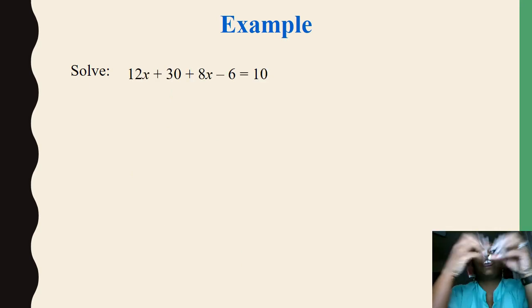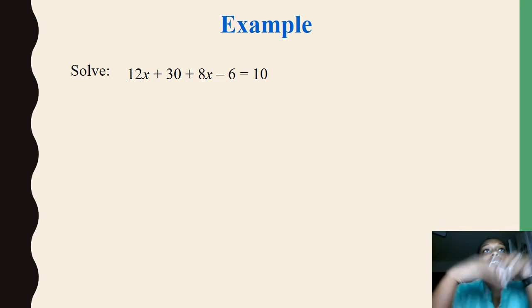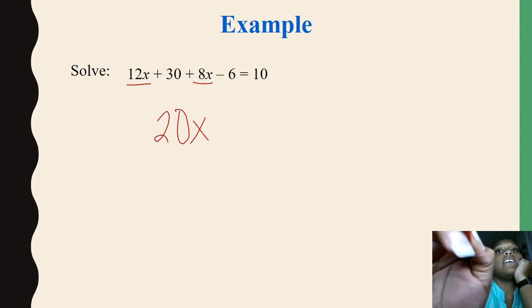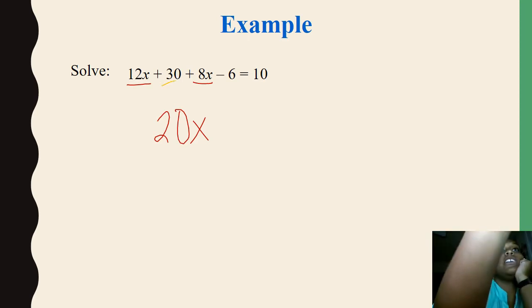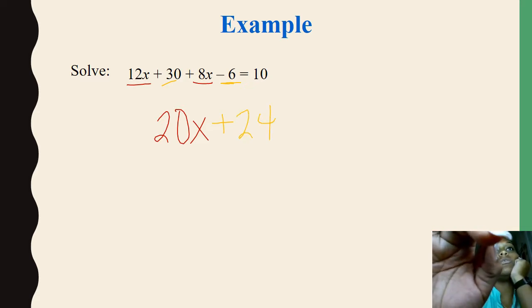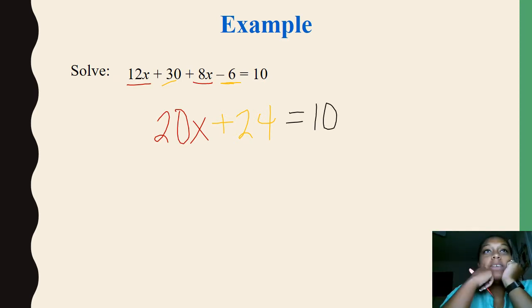Next, again, you're going to combine all of your like terms before you do anything. So I have 12x combined with 8x, which is going to make 20x. And then I'm going to have 30 combined with negative 6, which makes positive 24. And it's still going to equal 10.